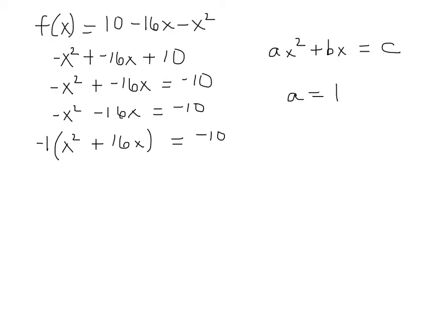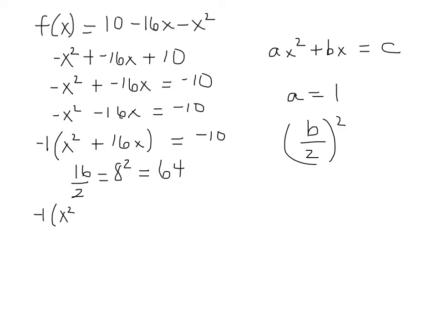The third step when completing the square is to take the middle term, which is the b, divide it by 2, and square it. So for my purposes, the middle term here is 16. 16 divided by 2 is 8, and if I square 8, I get 64. So normally we add 64 to both the left side and the right side. On the left-hand side, I'm going to add 64 inside my parentheses, so I have negative 1 parenthesis x squared plus 16x plus 64.